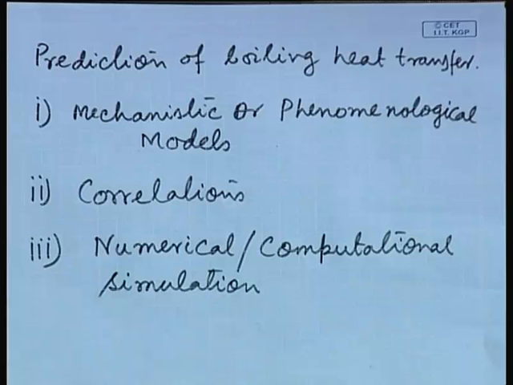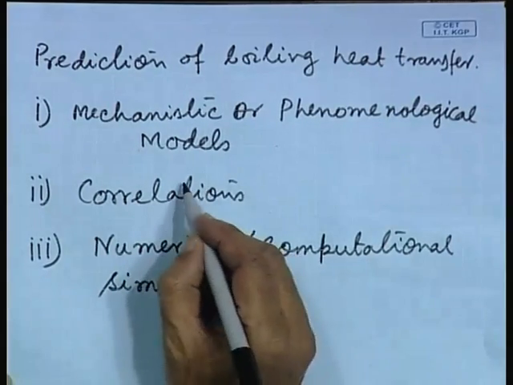So, our discussion will be restricted to the first 2 points, that means mechanistic or phenomenological models and correlations. Now, you see, mechanistic or phenomenological models are superior in the sense they give us the physics behind the phenomena, and based on the physics only these models are developed, but they have got their limitations also. Like, let us put the limitations.